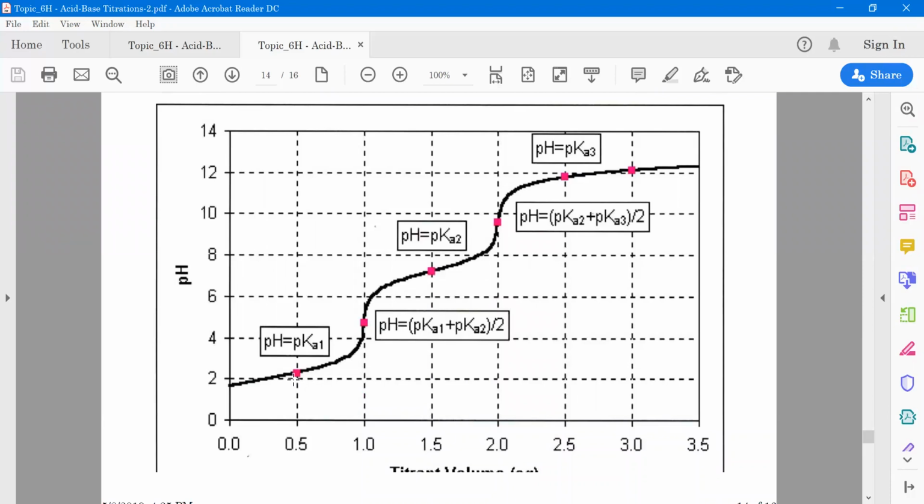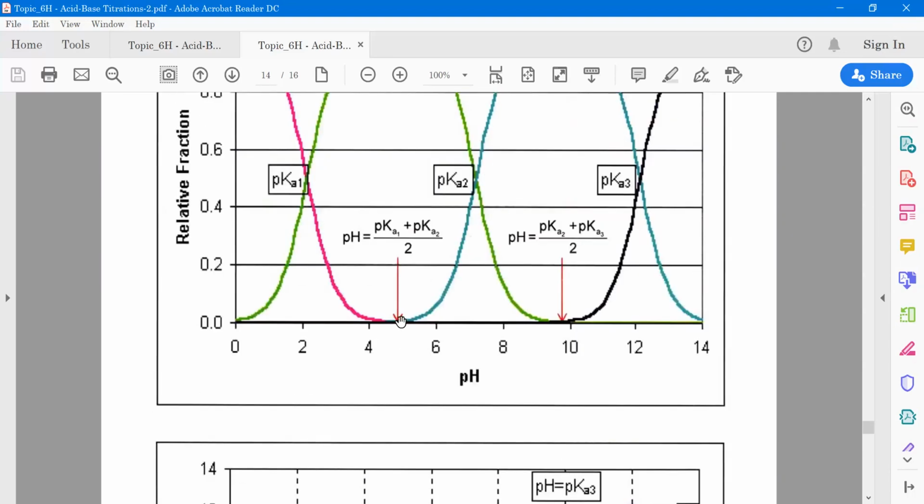And so with further increase of hydroxide, until we get to the one full equivalent, that's what this is right here, one equivalent of hydroxide added, we've now reached the first equivalence point. This is the point at which the pH is equal to the average of the pKa1 and the pKa2, right? And so we've reached this point right here.